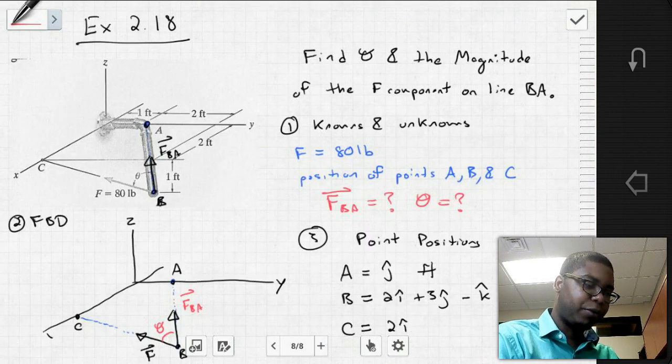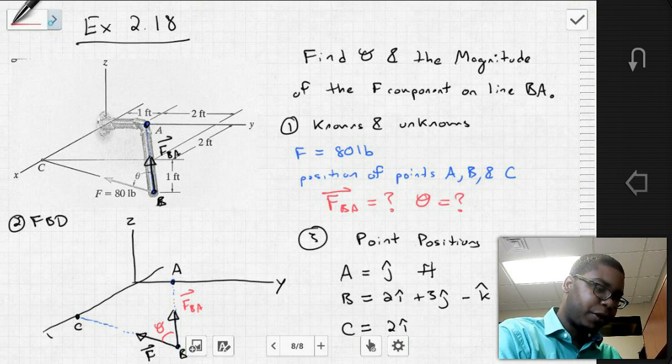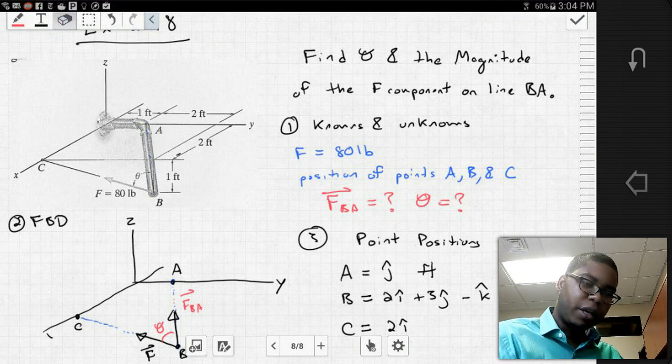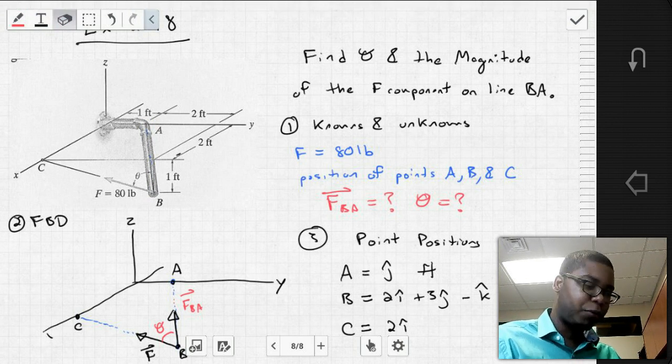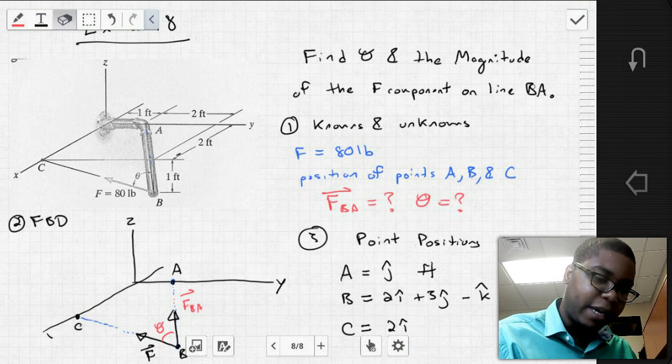Let's go ahead and do this last example, which is example 218 from the book. In this example, we're given an interesting beam structure that has a position A and a position B, where we're given dimensional information. At point B, we have a force vector directed at a certain angle, theta, relative to the line AB, with a magnitude of 80 pounds. We also have a point C, for which we're given dimensional information. We're asked to find the angle and the magnitude of the force component on line BA.